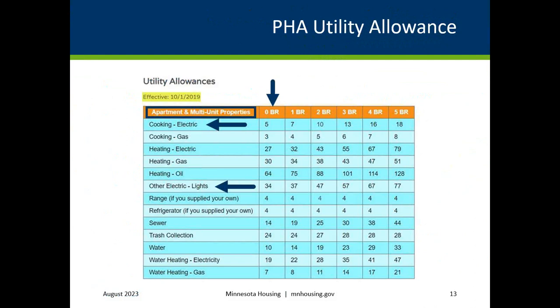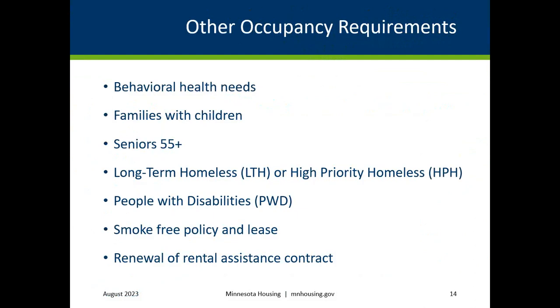In addition to rent and income limits, deferred loans may also be conditioned upon serving certain populations, such as people with behavioral health needs, seniors, or families with children. They may require a certain number of units be set aside and rented to households who meet Minnesota Housing's definition of long-term homeless, LTH, high-priority homeless, HPH, or people with disabilities, PWD. They may also contain requirements that the owner maintain a smoke-free policy and lease and/or renew its project-based rental assistance contract for a minimum rent subsidy period.